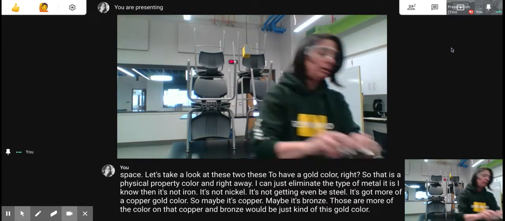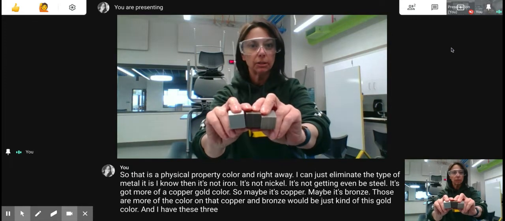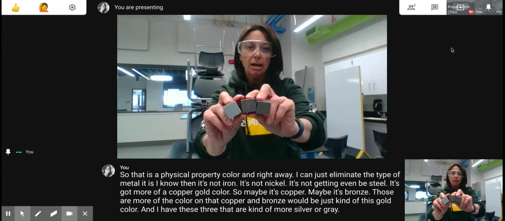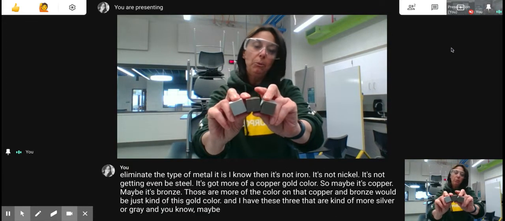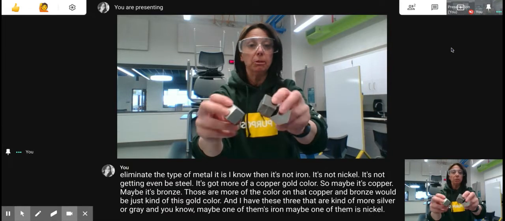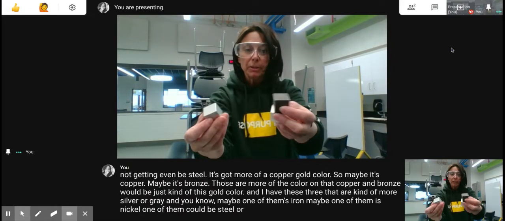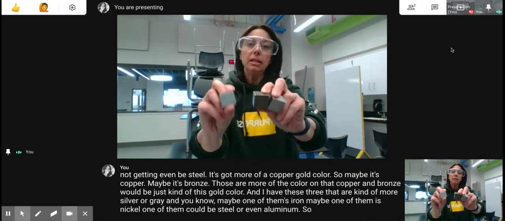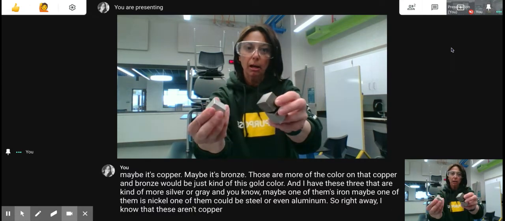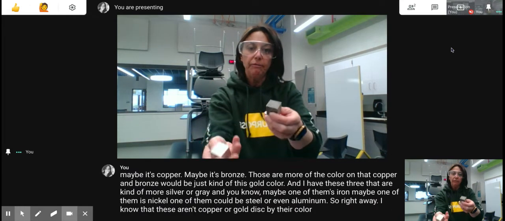Then I have these three that are kind of more silver or gray, and maybe one of them's iron, maybe one of them is nickel, one of them could be steel or even aluminum. So right away I know that these aren't copper or gold just by their color. They also have different densities.